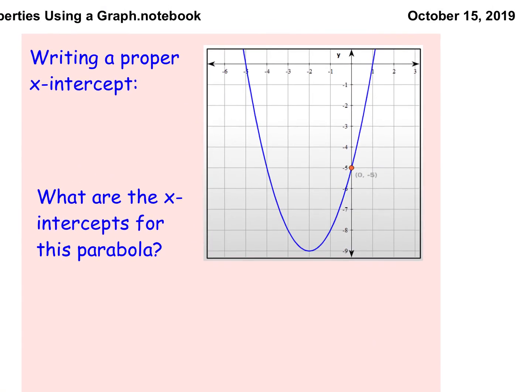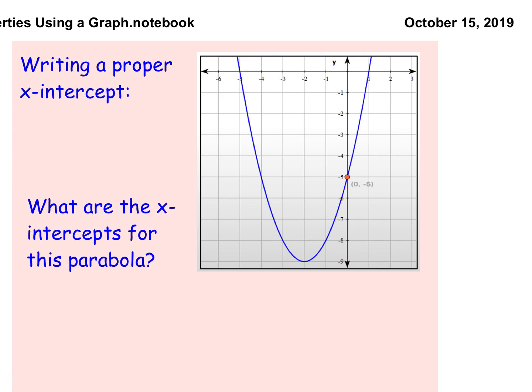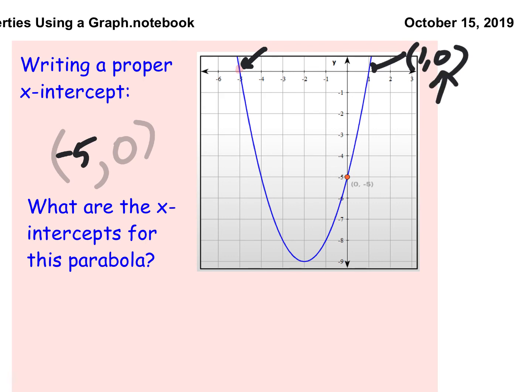So to write the x-intercept properly, the key here is you always put what equals 0? If it's the x-intercept, what is 0? Y is 0. You always put a 0 there. So if we're talking about this x-intercept, that one there would be at (-5, 0), and that one there would be at (1, 0). If it's an x-intercept, the y is 0. Any questions about x-intercepts?